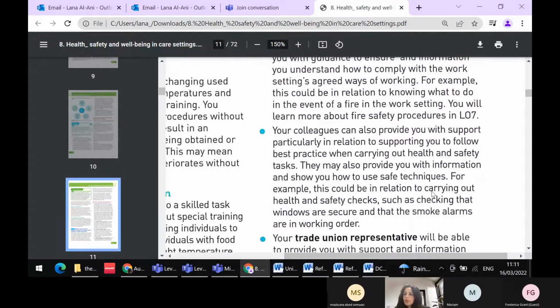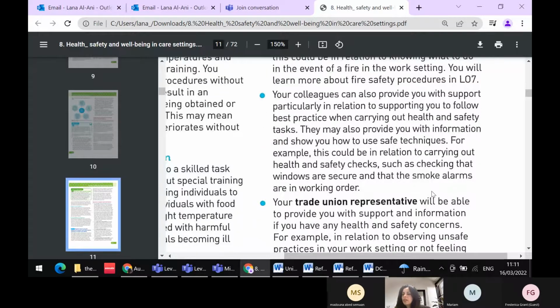All this is from your manager. Any other resource for the information? Pardon? Any other resource for the information? Work colleagues. Very good. And also websites. Excellent. So if you don't know anything and the manager is not there, you can't just sit and not do anything. You need some information.